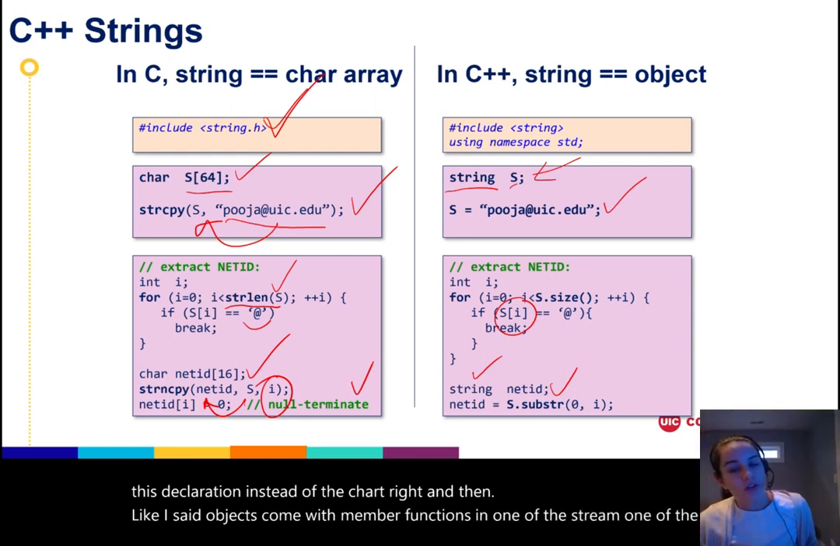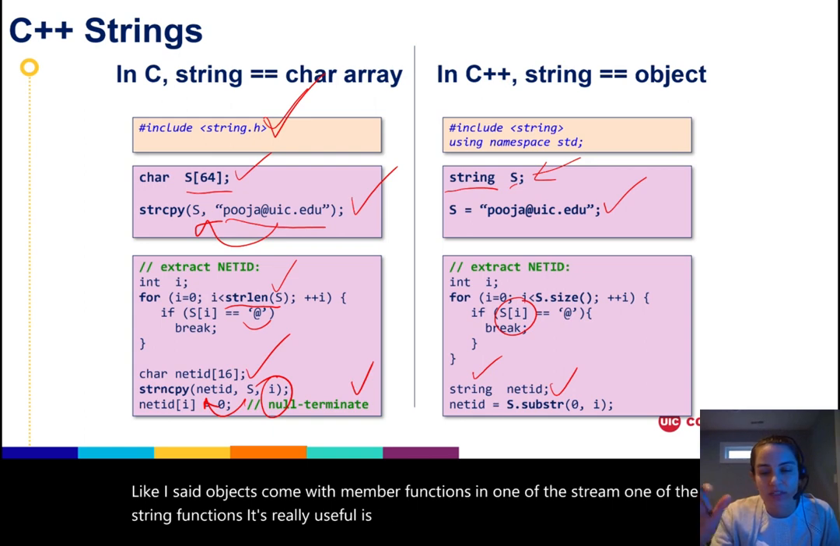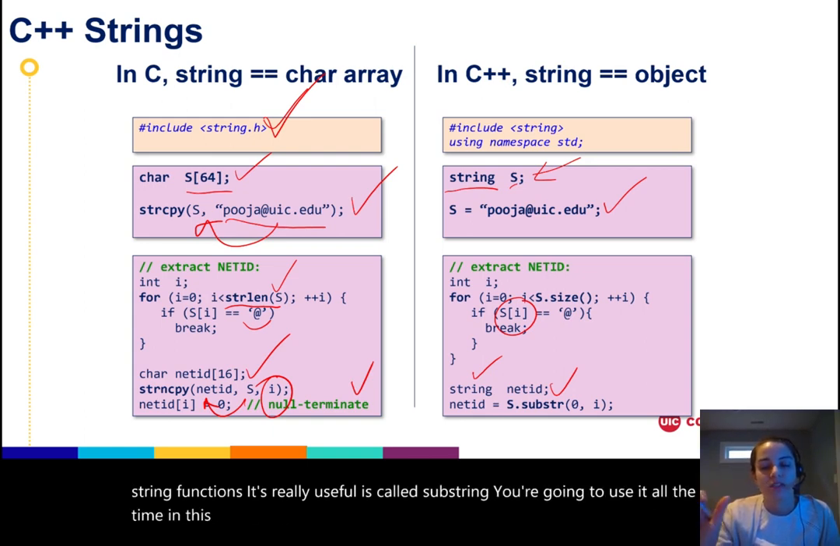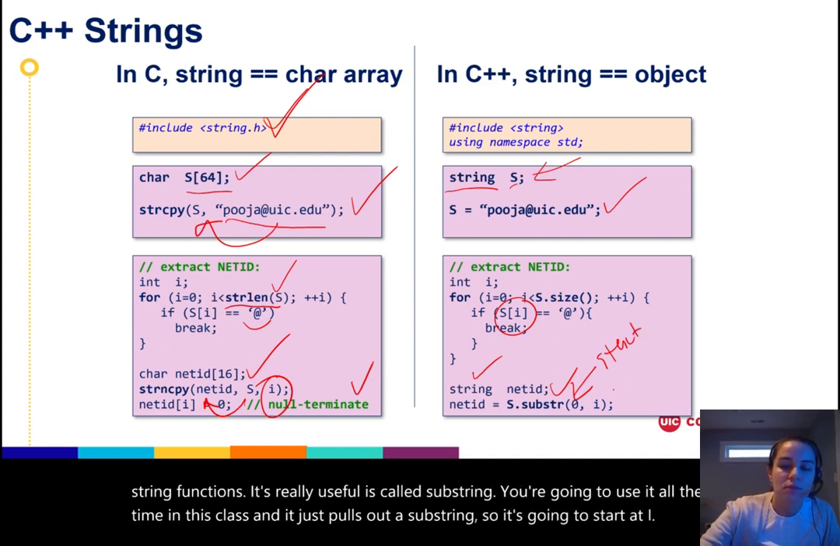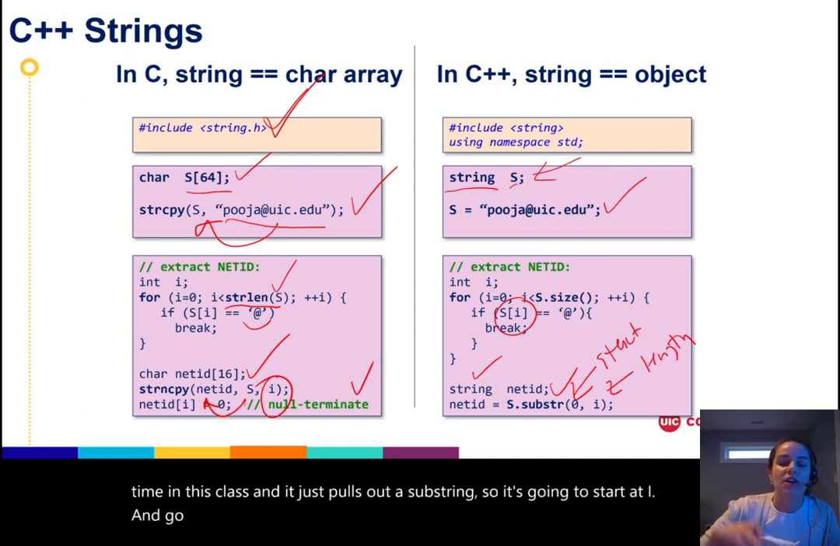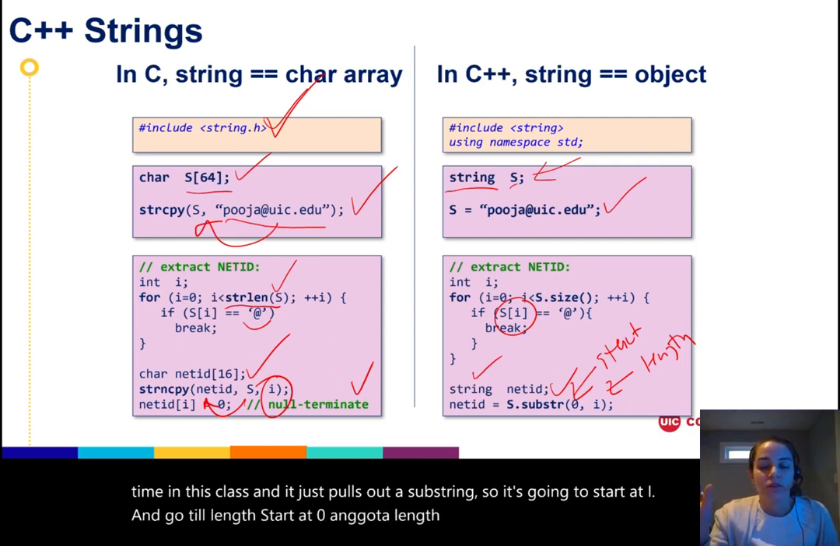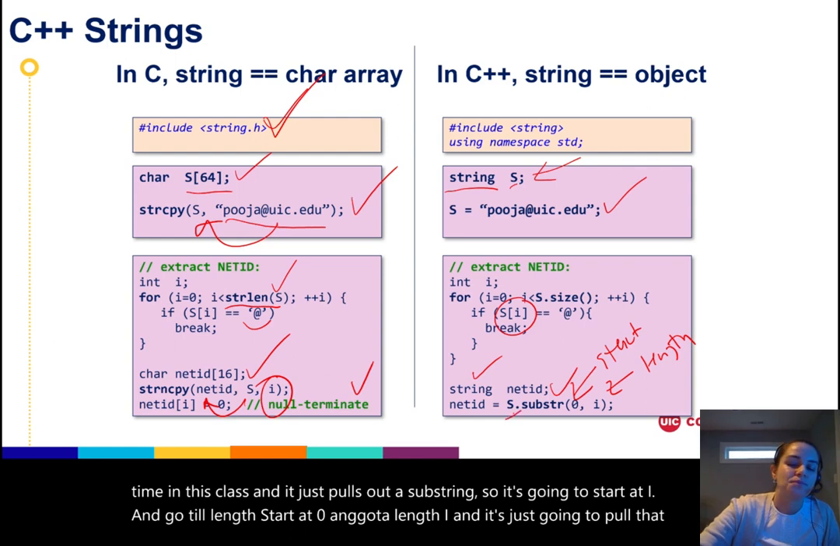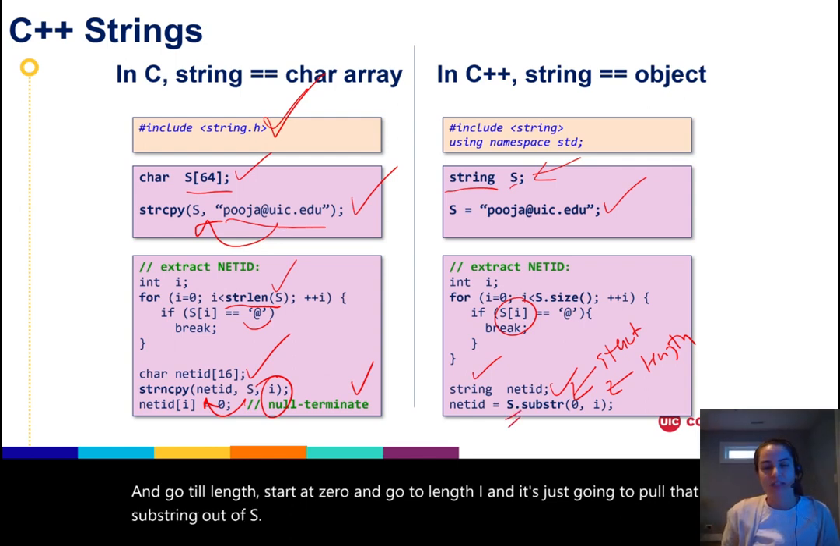And then, like I said, objects come with member functions, and one of the string functions that's really useful is called substring. You're going to use it all the time in this class, and it just pulls out a substring. It's going to start at 0 and go to length i, and it's just going to pull that substring out of s, and that will get you your netID.